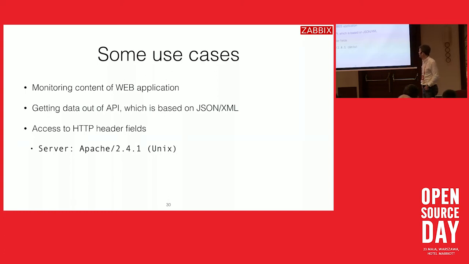Okay? And we may also retrieve some useful information from HTTP headers. For example, information about the version of Apache. If you would like to verify that all our Apache servers or Nginx servers are up to date, we may just retrieve HTTP headers and monitor for any changes and monitor what kind of version they are running right now. Like here, server Apache 2.4.1.